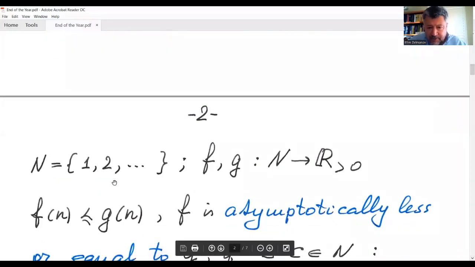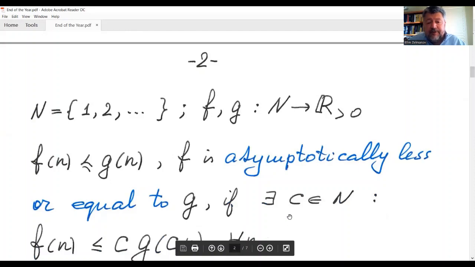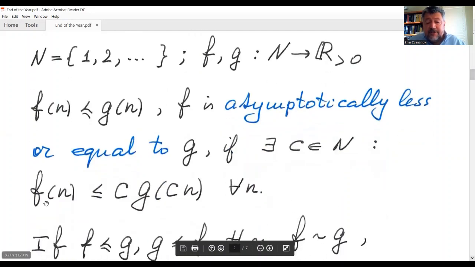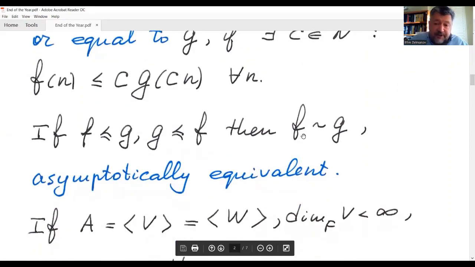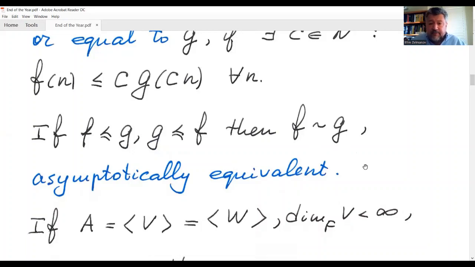Let N be the set of positive integers. Given two increasing functions from N to positive real numbers, we say that f is asymptotically less or equal than g if there exists a constant c such that for all n we have this inequality. If f is less or equal than g, and g is less or equal than f asymptotically, then we say that they are asymptotically equivalent. This is a very rough equivalence. For example, all polynomials of degree n, no matter what coefficients, are asymptotically equivalent. And all exponentials e to the power alpha n are also asymptotically equivalent.